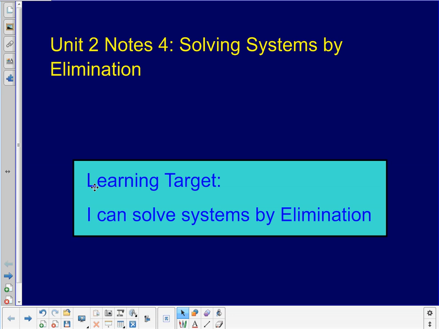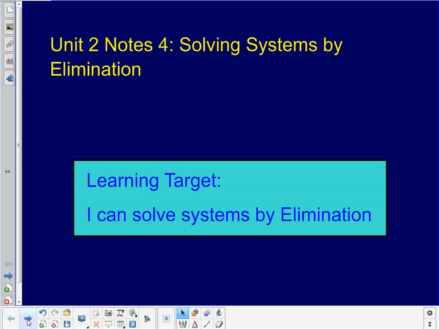Today we are talking about solving systems of equations by elimination. So we've talked about solving systems by graphing, we've talked about solving systems using substitution, and now we're going to talk about solving systems using elimination. This is another algebraic method, so we are not going to be graphing equations today, although graphing is always a way that you can check your answer if you're interested, but we're going to be using another algebraic method.